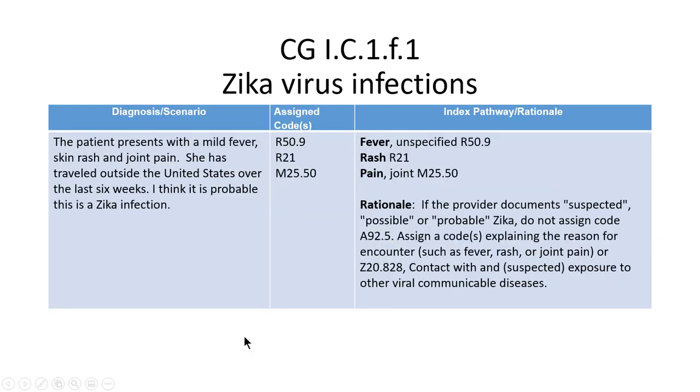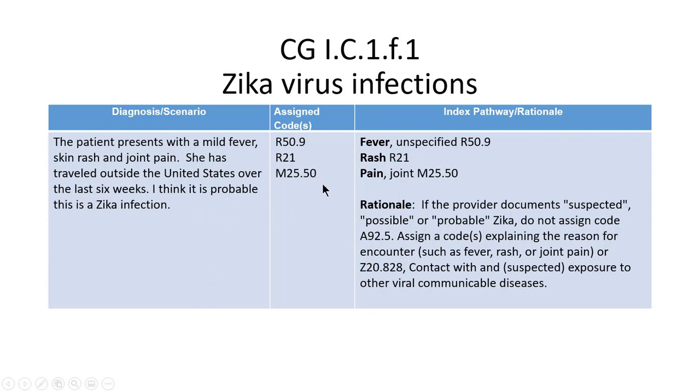Here the patient presents with a mild fever, skin rash, and joint pain. She has traveled outside the U.S. for the last 6 weeks. I think it is probable this is a Zika infection. As a coder, when you see the word probable, you're going to think about the things that you know you don't code unless they're confirmed. So we know we're not going to code Zika.